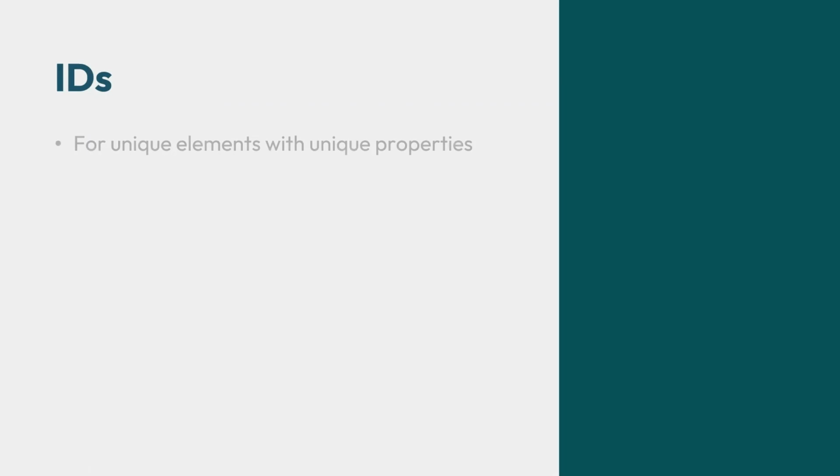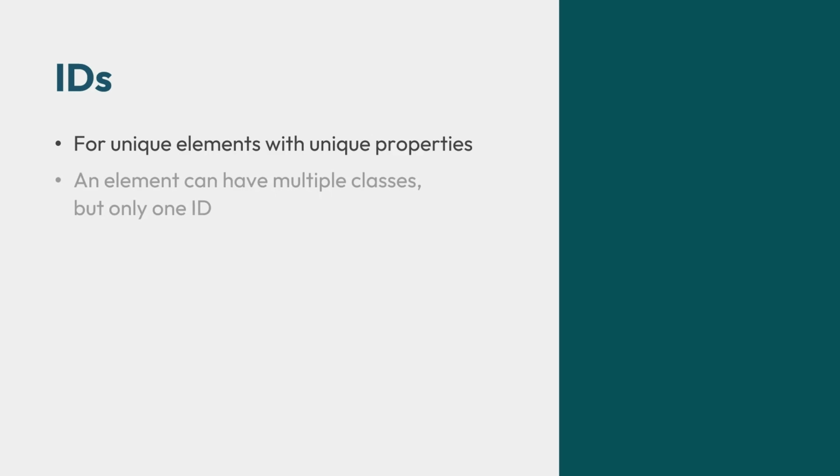Now there is something called IDs as well. The difference is that a class can be used for multiple elements on the website, and one element can have multiple classes, but it can only have one ID. So basically IDs are used for unique elements with unique properties. If you have multiple elements that share the same properties, use a class. If you have a unique element with unique properties, use an ID.